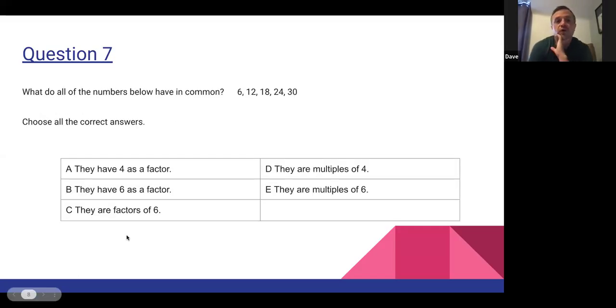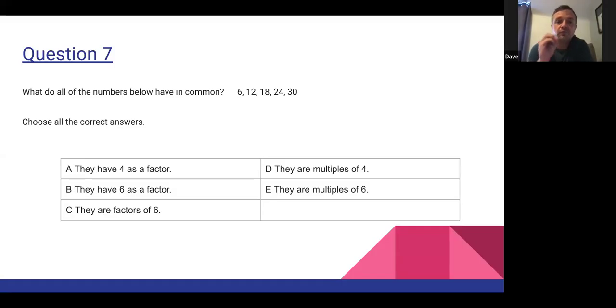All right, what do all of the numbers have in common? So it's 6, 12, 18, 24, and 30. Now choose all the correct answers. This one's where it gets a little tricky. Choose all the correct answers. So factors.